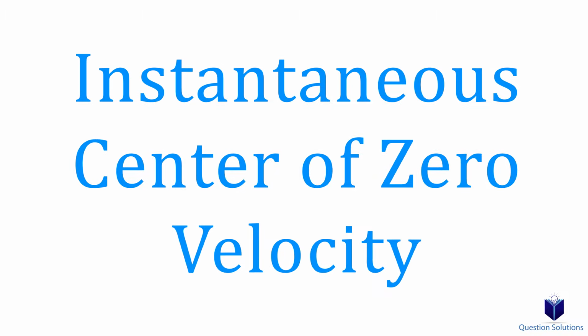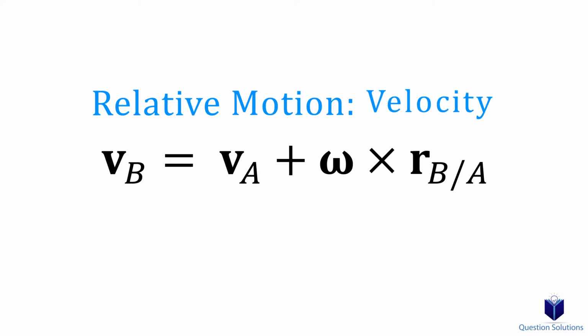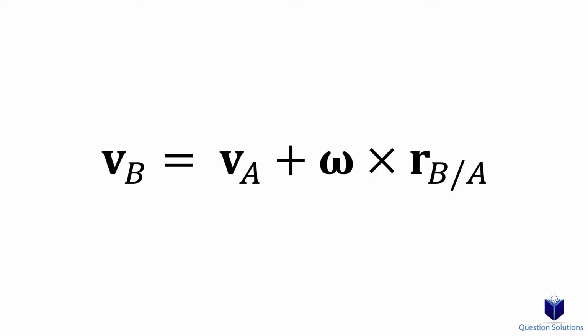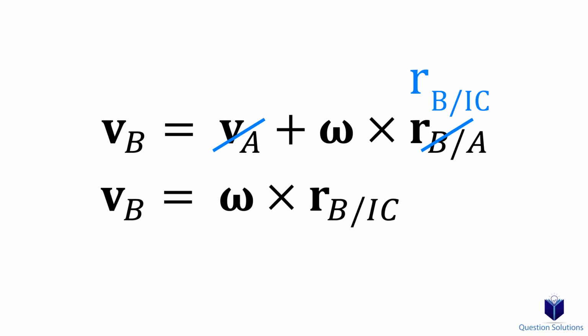In the previous video, we learned how to figure out the velocity of a point and angular velocity using relative motion. We used this equation to do that. But what if we can make VA zero? Or rather, what if we choose a base point where it makes VA zero? Then we only have to worry about this part of the equation, and that would make it a lot simpler.